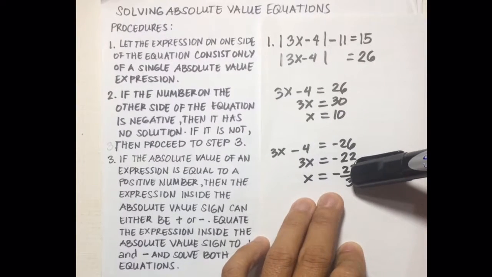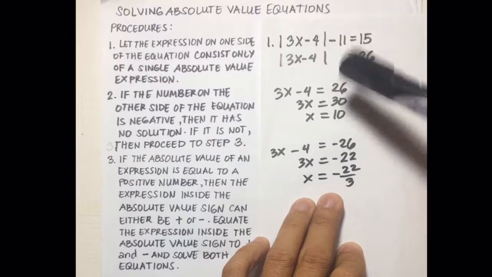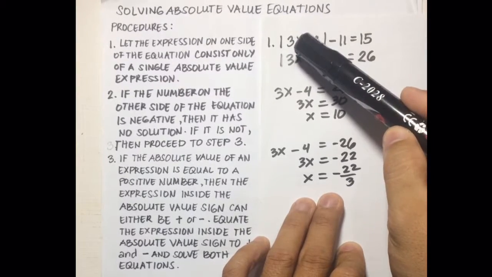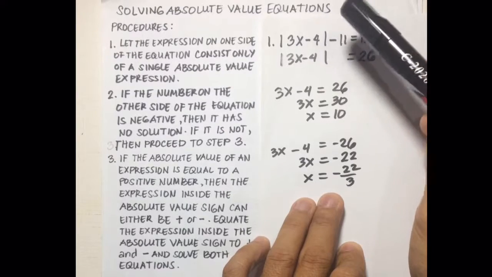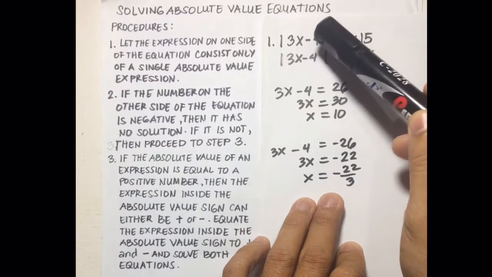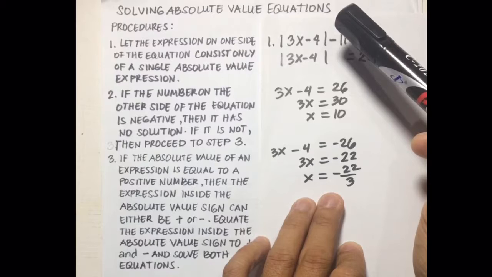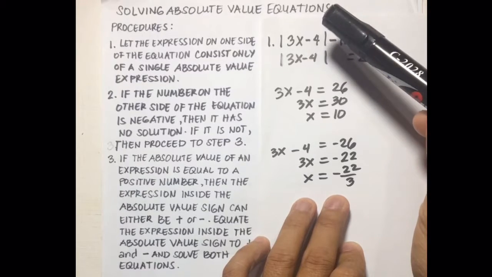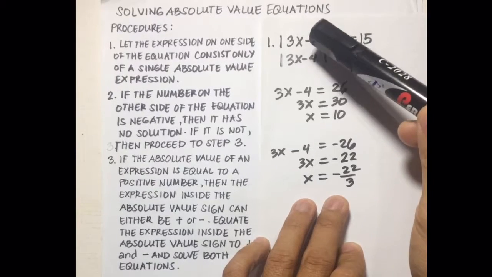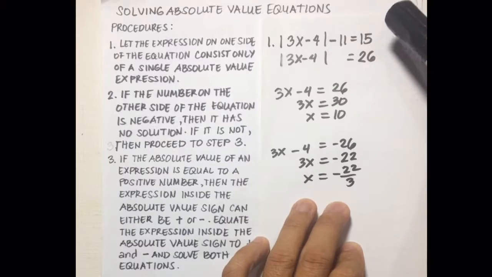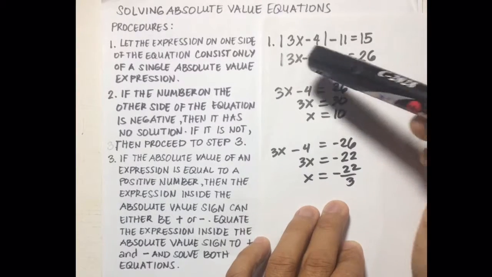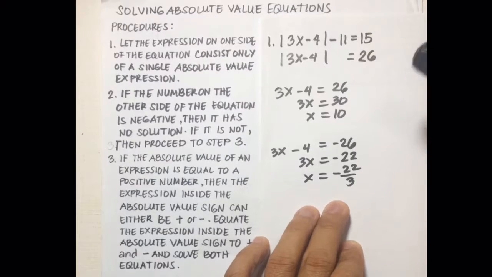Then for negative 22 over 3, if we substitute this, 3 times negative 22 over 3 for x will be negative 22. Then minus 4, so negative 22 minus 4 will be negative 26. Then the absolute value of negative 26 will be 26. So the answer is 26 minus 11, which is also 15. So these two are the correct solutions for the absolute value equation in number 1.